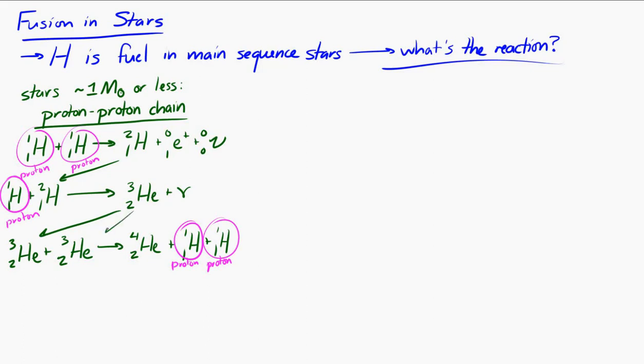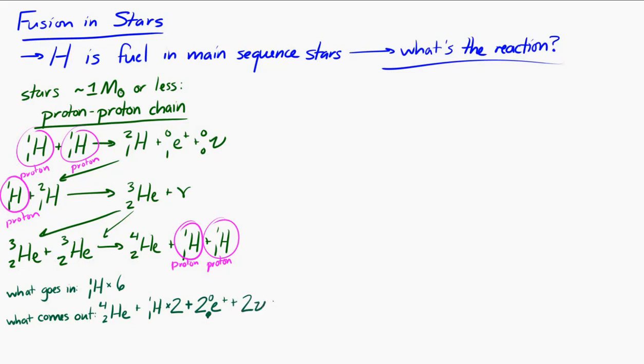So with all of these reactions, what you notice is what goes in is hydrogen, and what comes out is helium with some extra hydrogens. So the net reaction is that 6 hydrogens went in, and we got out a helium nucleus plus 2 hydrogens, 2 positrons, 2 neutrinos, and 2 gamma rays. So 4 hydrogens are consumed in the process, and helium is spit out along with 2 positrons, 2 neutrinos, and 2 gamma rays.